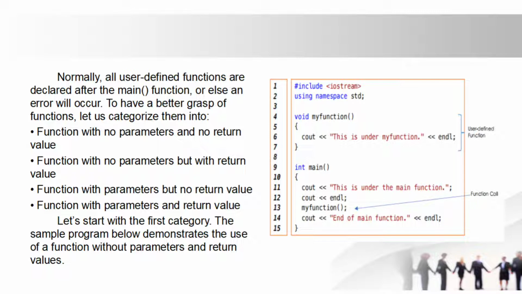To have a better grasp of functions, let us categorize them into function with no parameters and no return, function with no parameters but return value, function with parameters but no return value, function with parameters and return value. Let's start with the first category. The sample program below demonstrates the use of a function without parameters and return values.